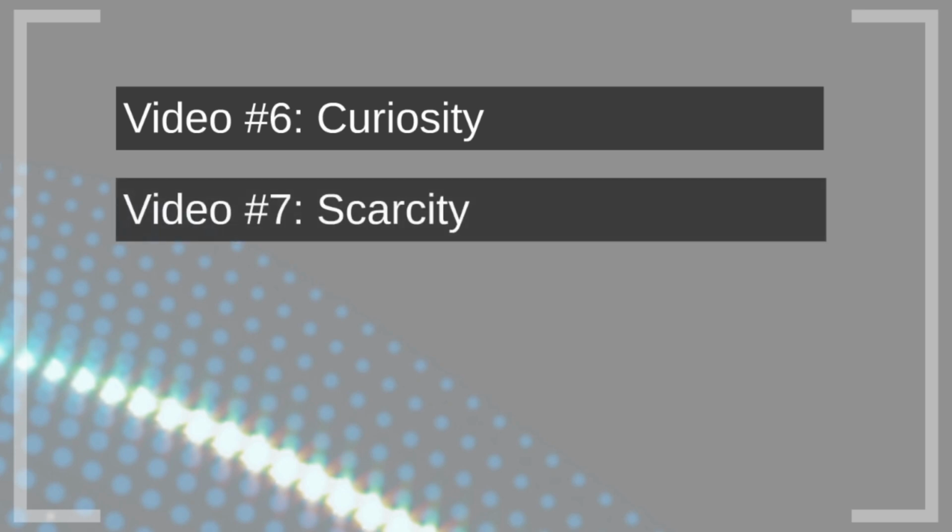In video number 7, we're going to talk about scarcity. How do you get people to take action right away? The reason is that a lot of people are just busy. A lot of times they don't sign up because they think, hey, I'll sign up later, and then later comes and they forget. It's not necessarily that they don't like your content. That could be the issue sometimes, but a lot of times they just forget.